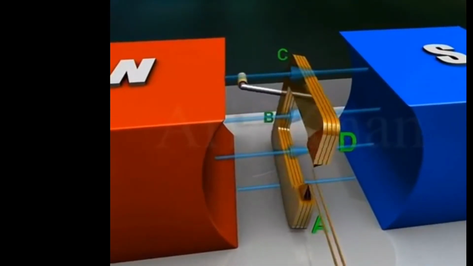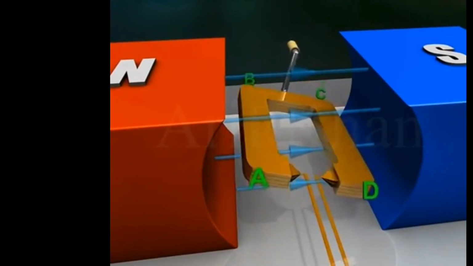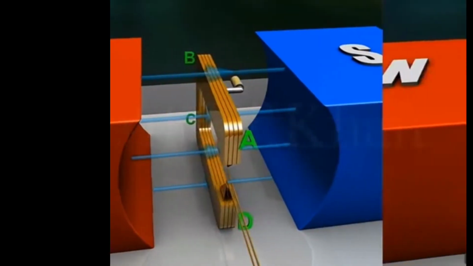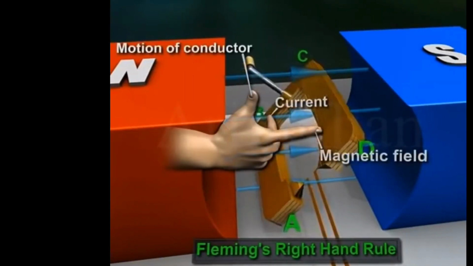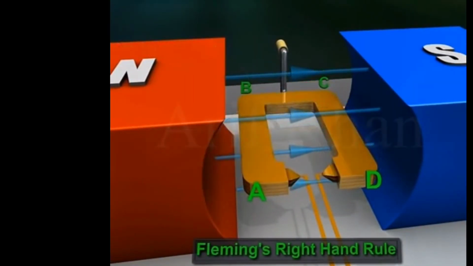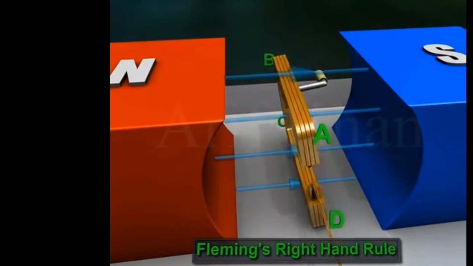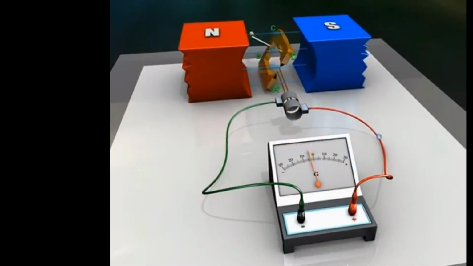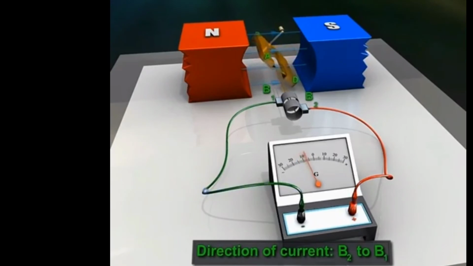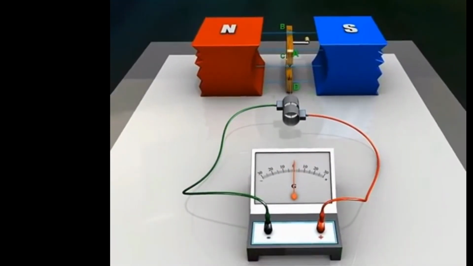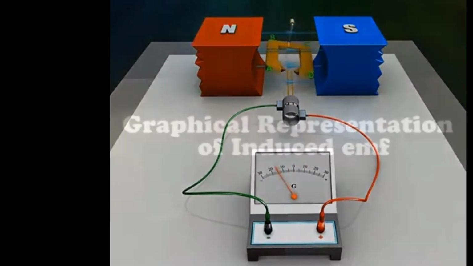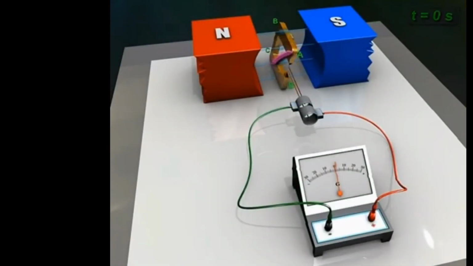Now during the next half rotation, arm AB moves up while arm CD moves down. Again by Fleming's right-hand rule, current will flow in the direction ABCD, that is, from B2 to B1 through the galvanometer. Thus, the induced current changes its direction every half rotation. Graphical representation of induced EMF. Suppose the armature takes t seconds to complete one rotation clockwise.